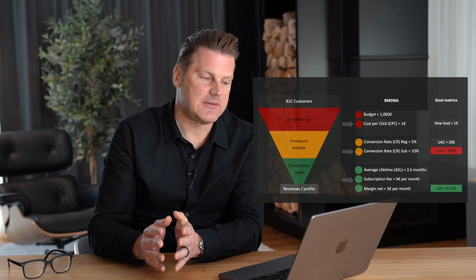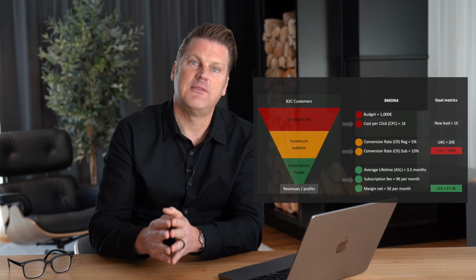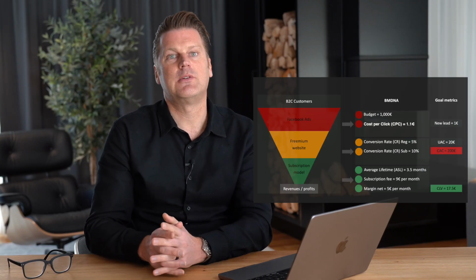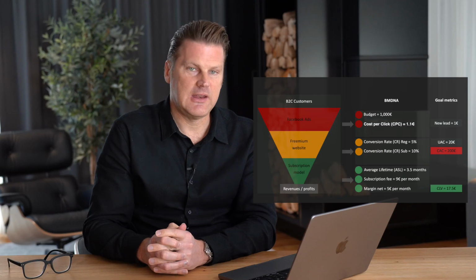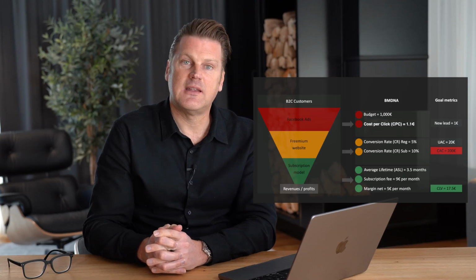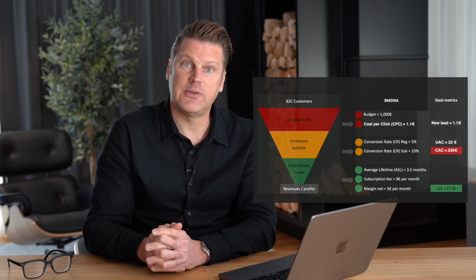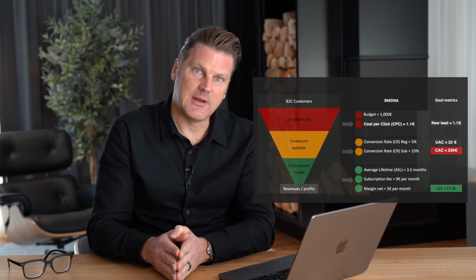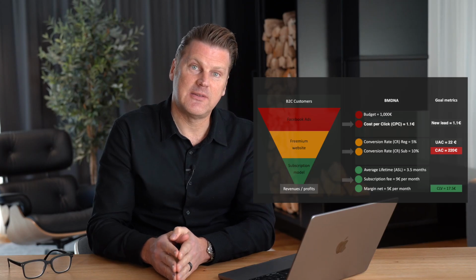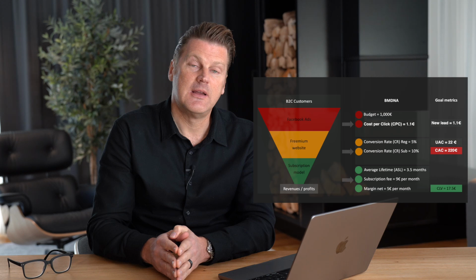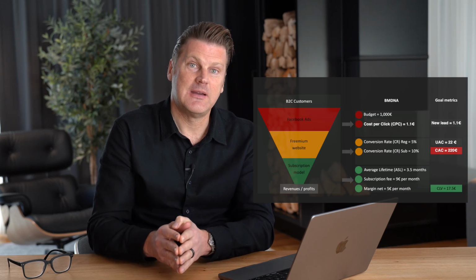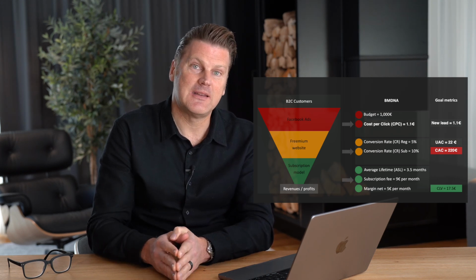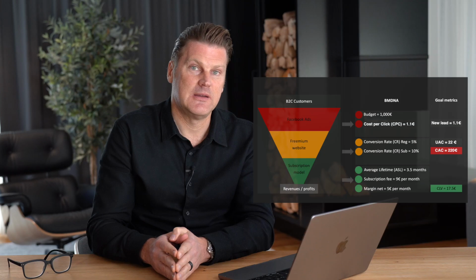Let's look at the second metric, which is the cost per click price. We increase the price from €1 to €1.10 and do the calculation again. And then the customer acquisition cost will be €220 and the lifetime value still stays at €17.50. That means a 10% increase of the cost per click price will increase the customer acquisition cost by 10% as well. That means the customer acquisition cost is impacted by the cost per click price.